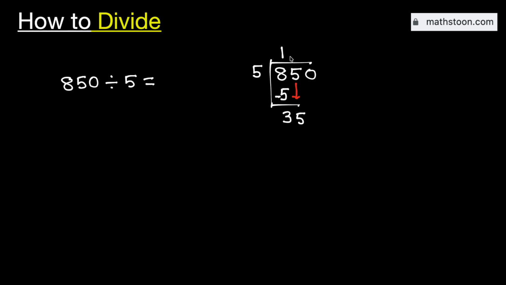And we know that 5 times 7 is 35. Subtract, we get 0. Again this 0 is less than 5. That is why we need to bring down this number 0 here.